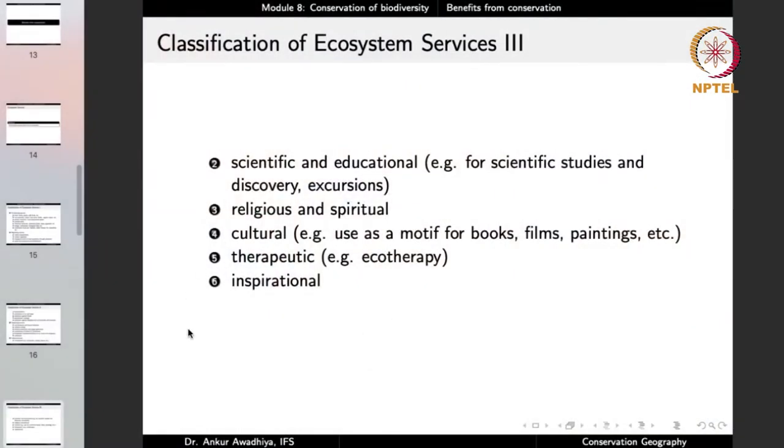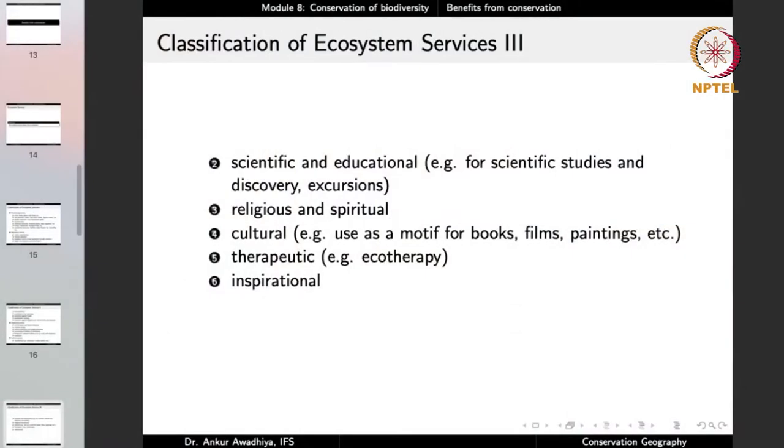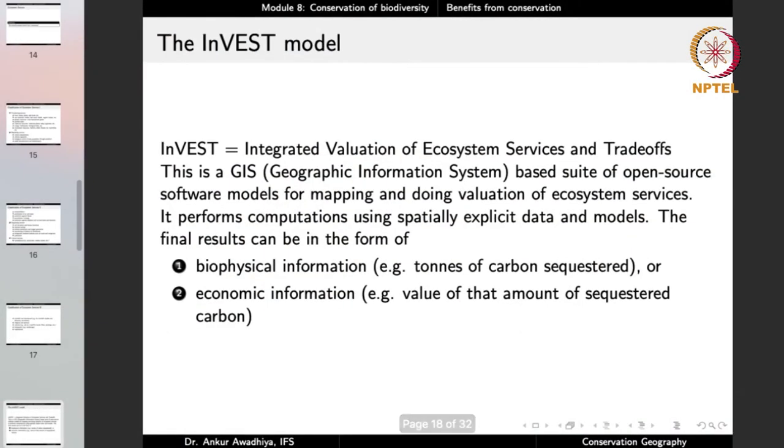Then they also provide a lot of inspiration. Inspiration to writers, inspiration to poets. A large number of our books and poems have been written in forest areas, taking inspiration from forest areas. So there are n number of ecosystem services that well-functioning ecosystems provide. If we did not have lush green forests, if all the areas were just barren lands, probably we would not have a large number of books or many poems or many films. So there are several ecosystem services that are being provided by the forest.